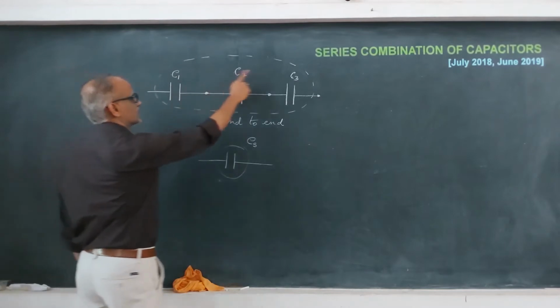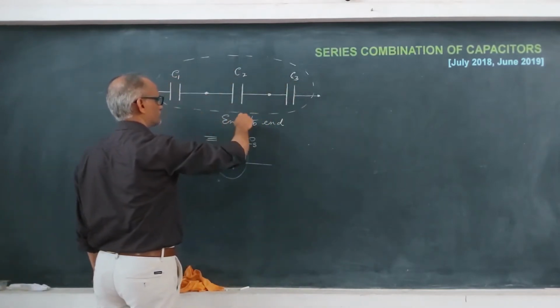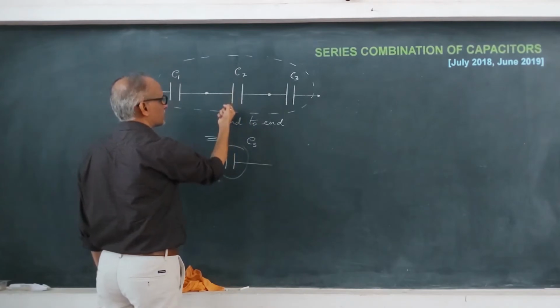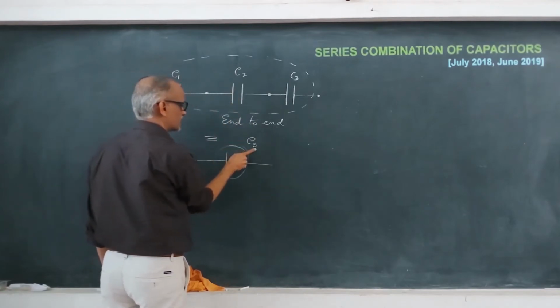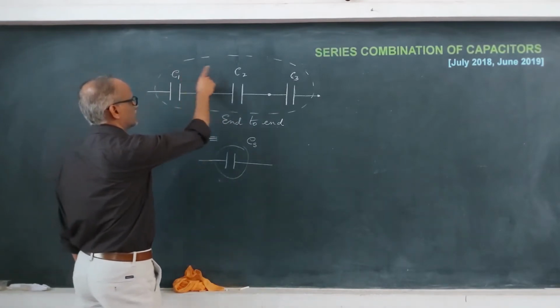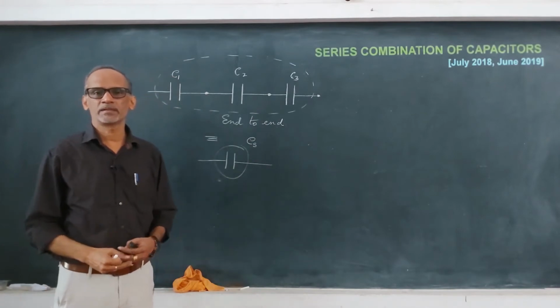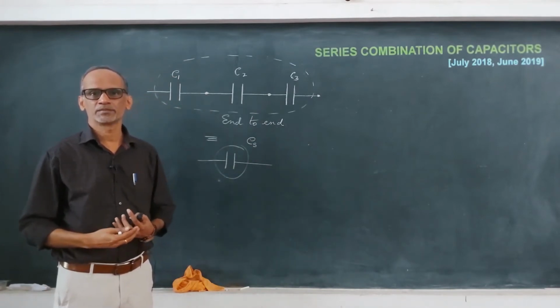So, what are C1, C2, C3? Individual capacities. And when combined, it acts like one single capacitor. What is the capacity of that? CS. S stands for series. Now, what is the relation between C1, C2, C3 and CS? That is what we are going to derive, in the form of a derivation.